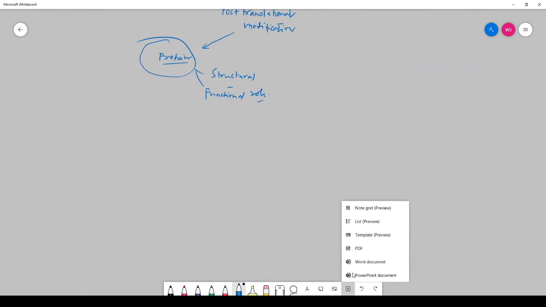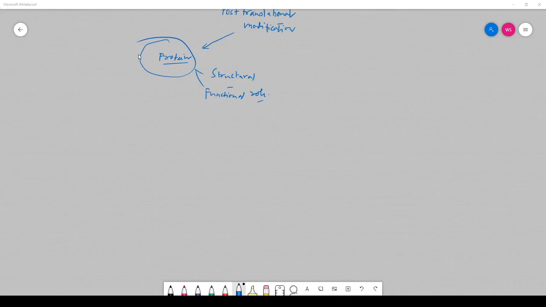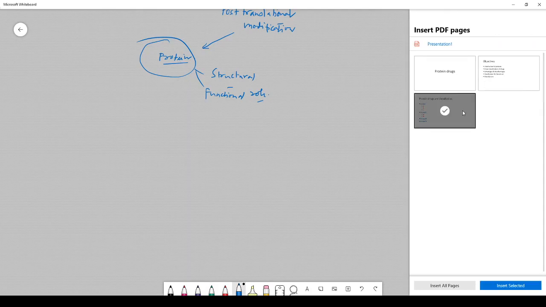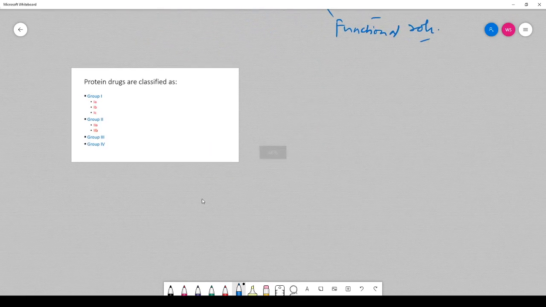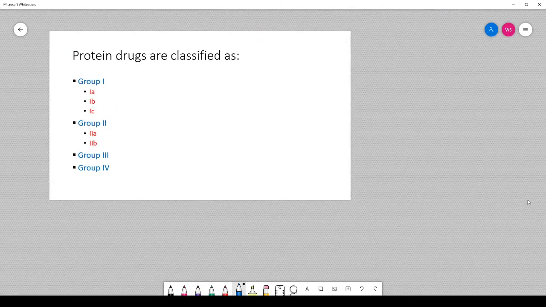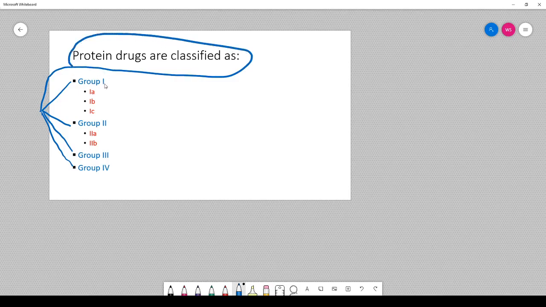Now I think we can pull up the presentation. So now we can talk about the classification of proteins. How do we classify proteins? That is what we are going to learn now. According to one of the latest classifications, protein drugs are classified into 4 groups: group 1, group 2, group 3, and group 4.